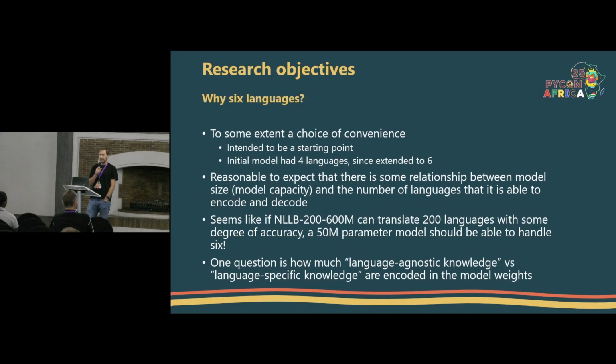Why 6 languages? Honestly, it's a little arbitrary. It's a start, also a choice of convenience. I initially did 4 in the first version of this model, and then expanded to 6.